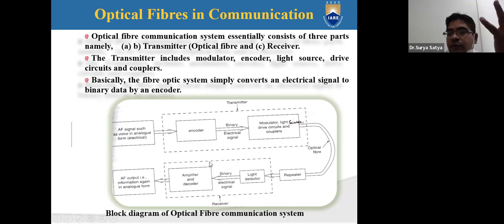That information will be in digital form, and that digital form is again decoded. This decoded form is given as the audio frequency output, that is, information again in analog form. So we are seeing how the electrical signal is converted into digital, and digital back to analog, A to D and D to A, by using an optical fiber cable. In this way, we can explain the block diagram of the optical fiber communication system.